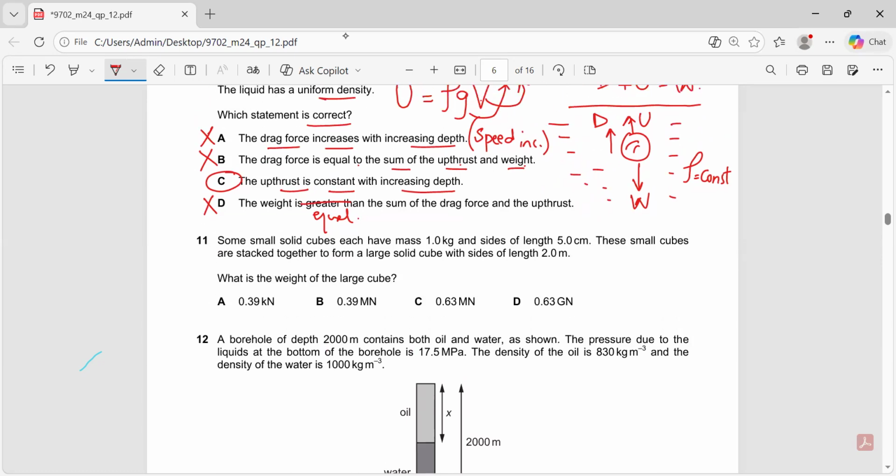Some small solid cubes each have a mass of 1 kg. So let's say I'm having a cube. These are the small cubes I'm having, right?